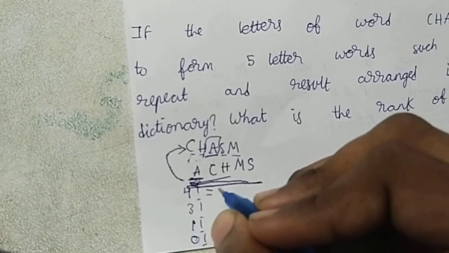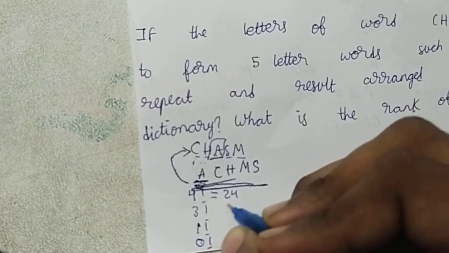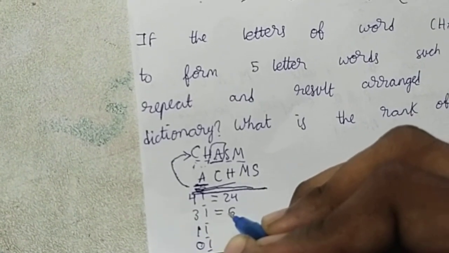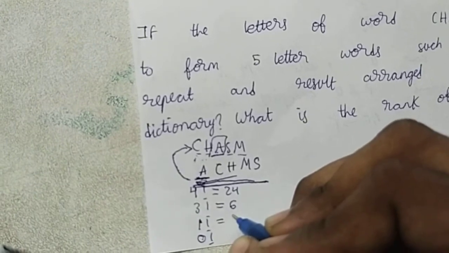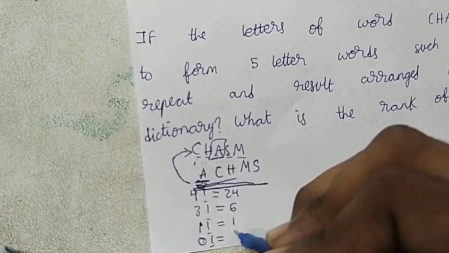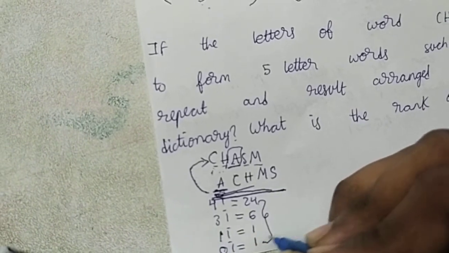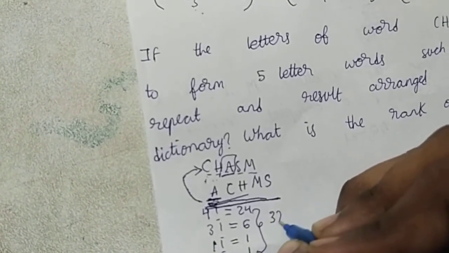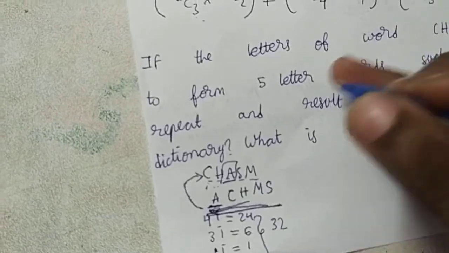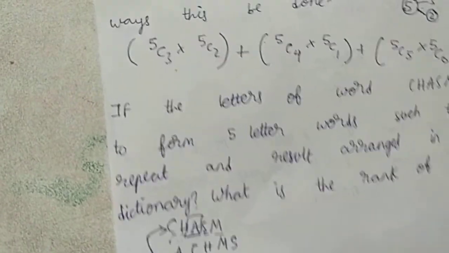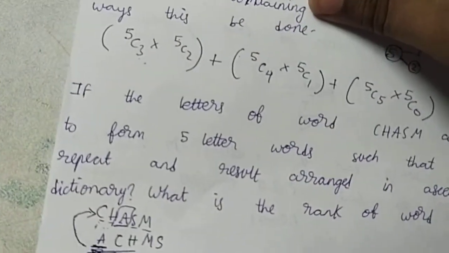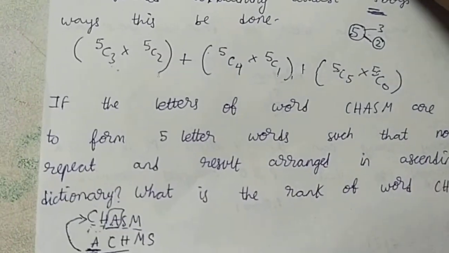We already know 4 factorial is 24, 3 factorial is 6, 1 factorial is 1, and 0 factorial is 1. We add these and get 32. The 32 is the answer to the question. In this way we can solve questions like this.